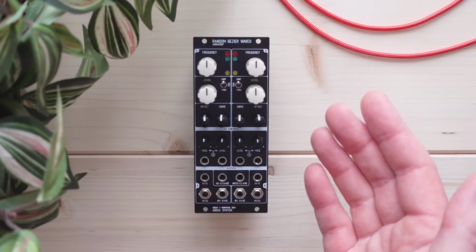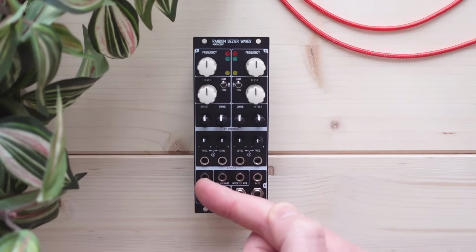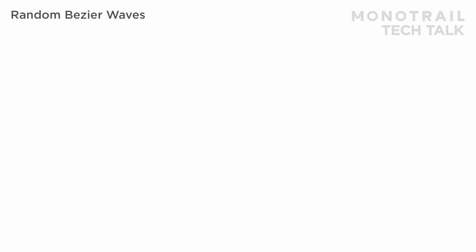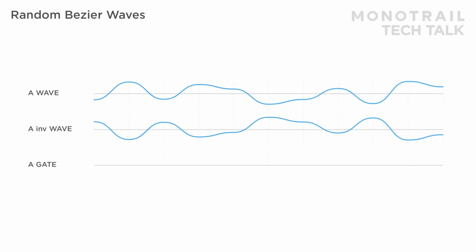Beside that, each generator also has a gate output. These are slightly different. Here you see a regular and inverted wave from A. The gate out from A outputs a trigger on every new value. This is great for organic clocks or pulses.